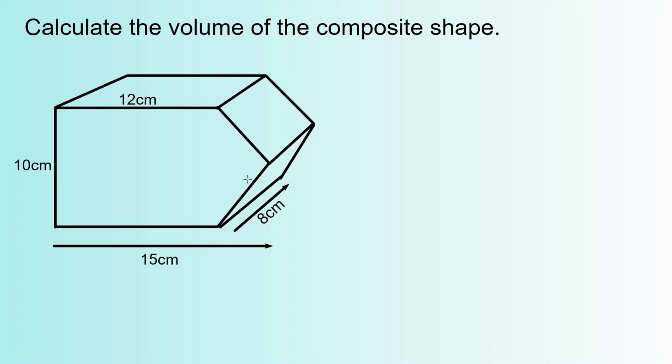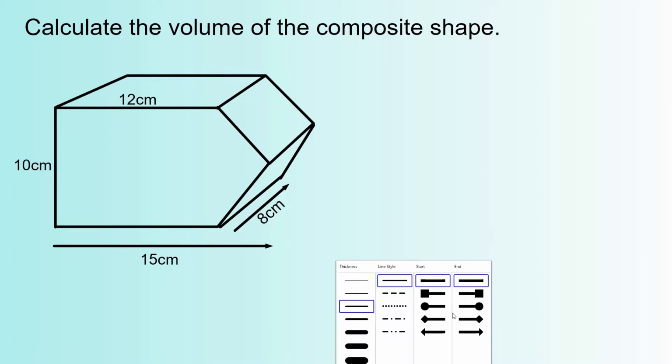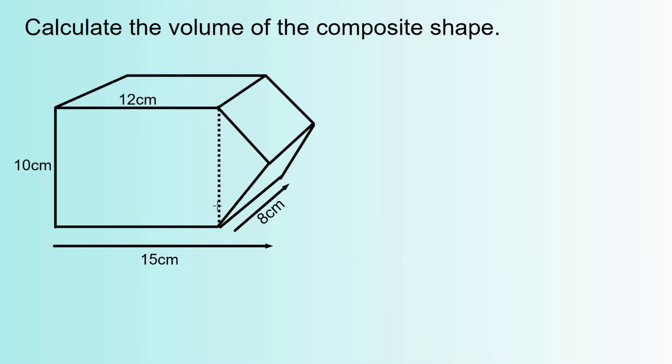We're going to take a straight line, and let's make it a dotted straight line. We're going to split into a cuboid on this side and a triangular prism on this side. And I'm labelling them 1 and 2 just to keep my working nice and neat. So we're going to start off with 1, and that's a cuboid, which is just length times breadth times height. So V equals L times B times H, or LBH.